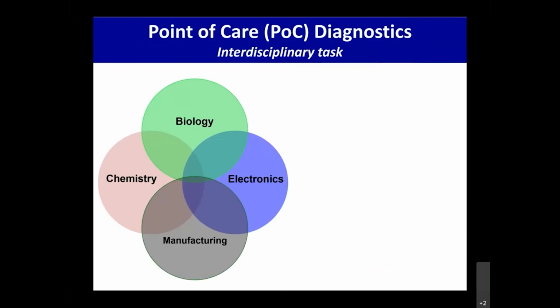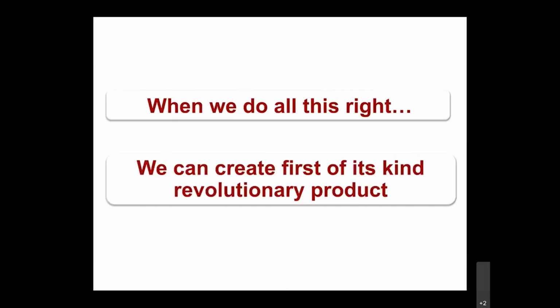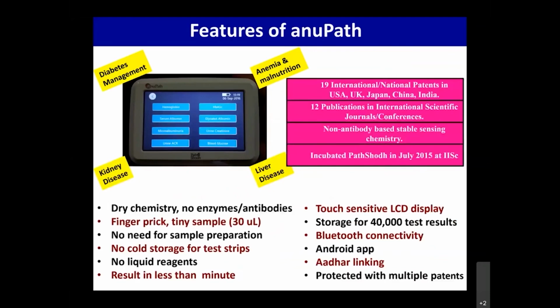So let's skip some of these here. So this is the kind of device that I will talk about, which is very useful for diabetes management and anemia and malnutrition, early diagnosis of kidney disease also, although I will not talk about it today, and also early diagnosis of liver disease, right? A very, very versatile platform at that, right?